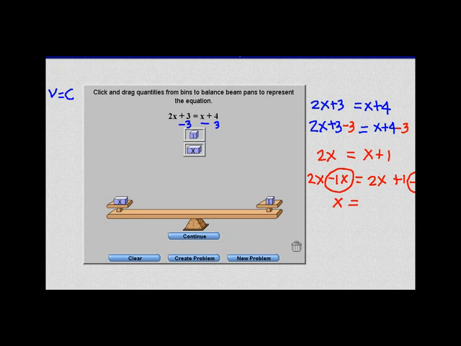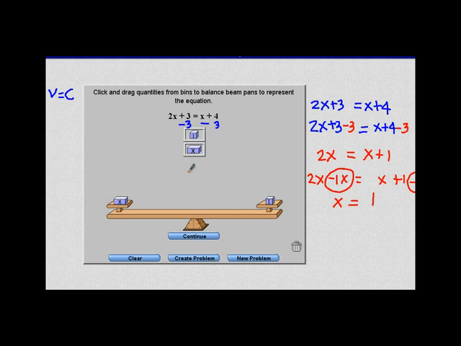Oh, this should be x. Let's clear this one. It should be x. The original is x plus 1. So x minus x gives us 0. So what we now have at the right-hand side is simply 1. So we now have 1 here. And so we now have x is equal to 1.